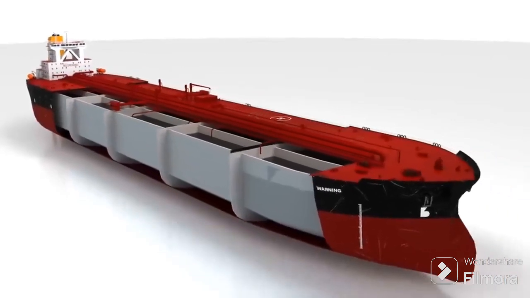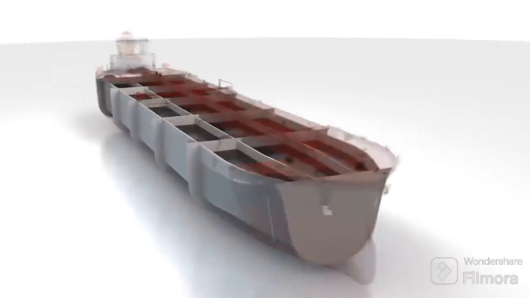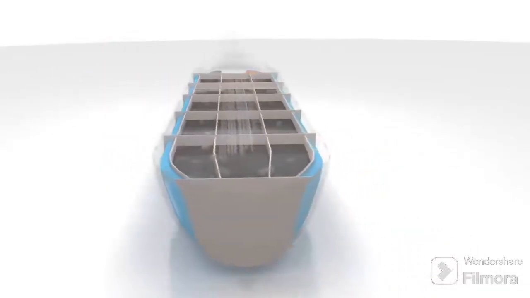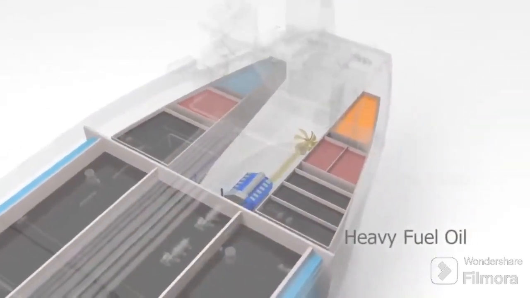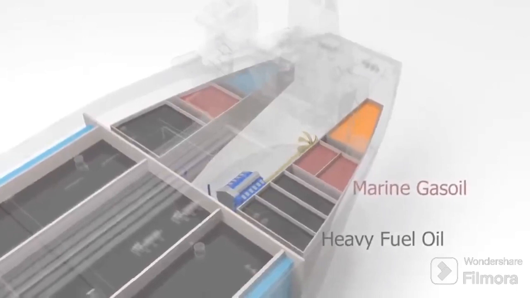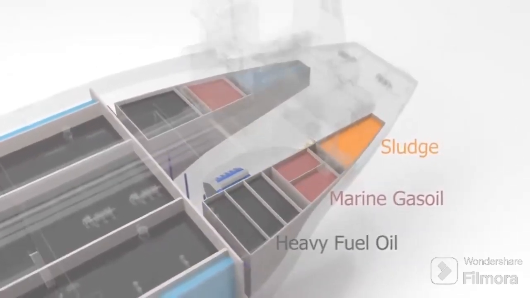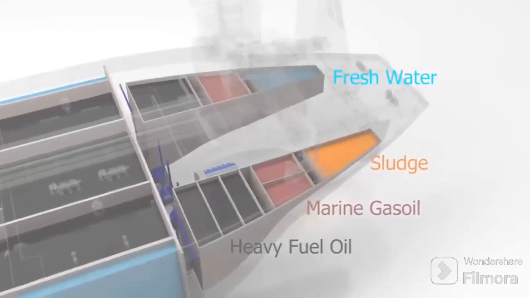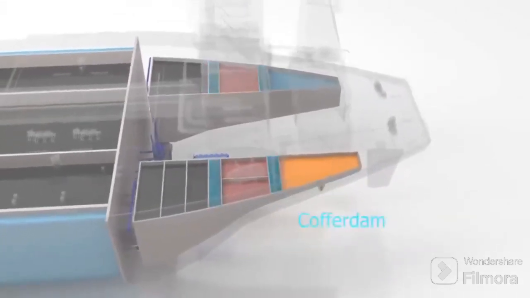The oil cargo tanks store crude oil for transportation. Water ballast tanks provide stability for the vessel. In the aft of the vessel, there are heavy fuel oil and marine gas oil tanks that are used to power the ship. A sludge tank stores waste from the treatment system. There is also a freshwater tank. In between all these tanks of different types of liquid, there are empty spaces called the cofferdom.